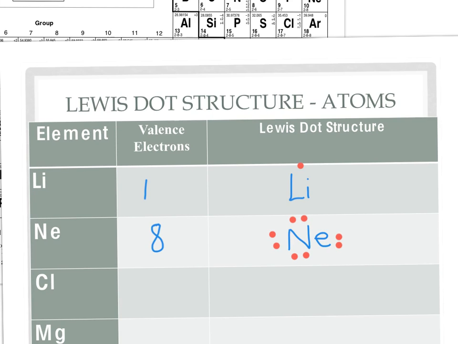Now let's take a look at chlorine. Now chlorine has an electron configuration of 2-8-7, so that means that 7 is our valence electron, so we're going to write that down. And then we're going to write down the symbol and put the 7 valence electrons around it.